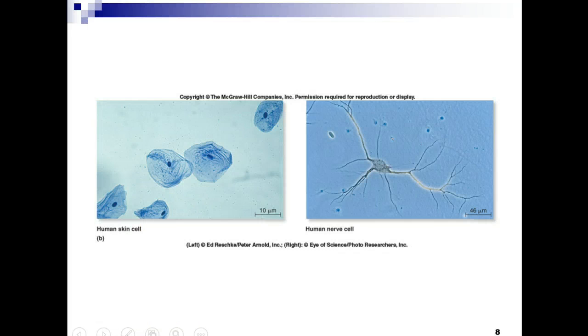This slide shows compound light microscope views of human skin cells and nerve cells. Note the dark circle inside of the skin cell. That dark circle is the nucleus. The nucleus contains the chromosomes. In our next lab, you will have the opportunity to prepare microscope slides of your cheek cells. They will look like the skin cells pictured above.